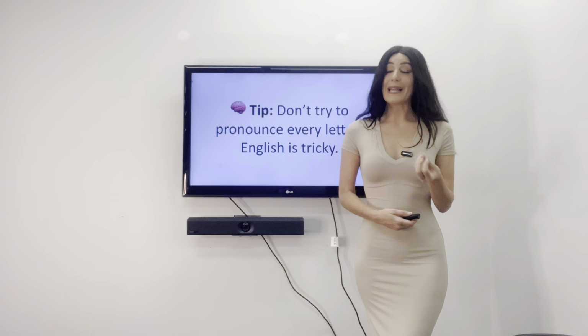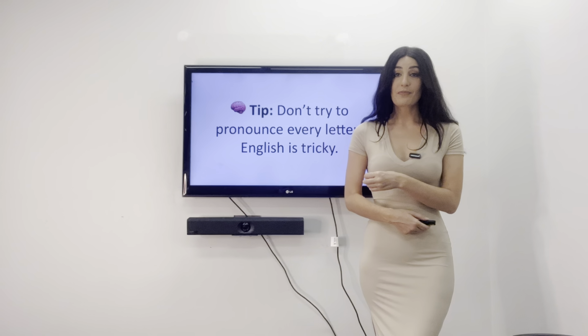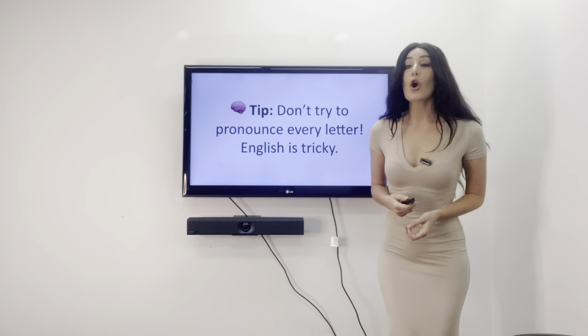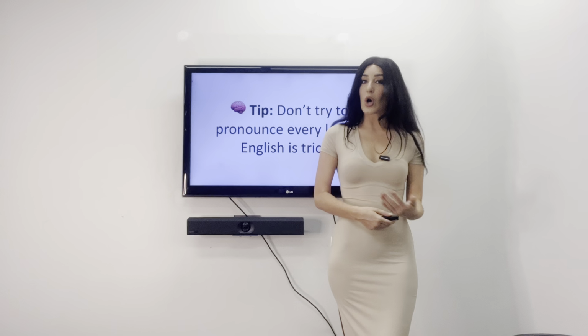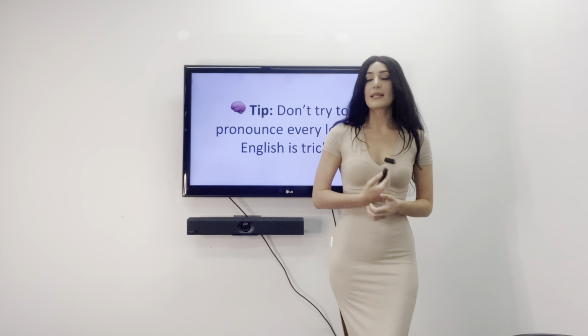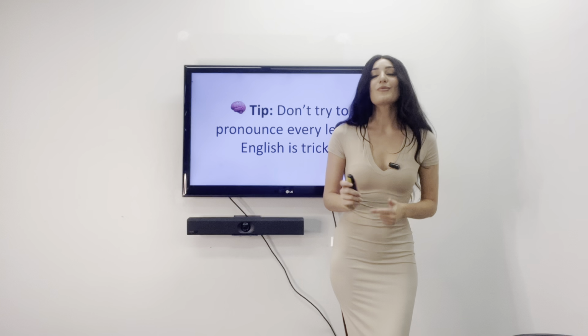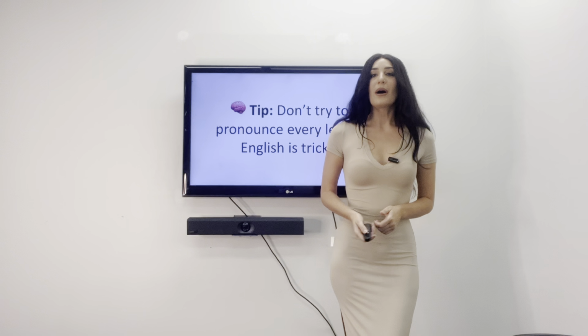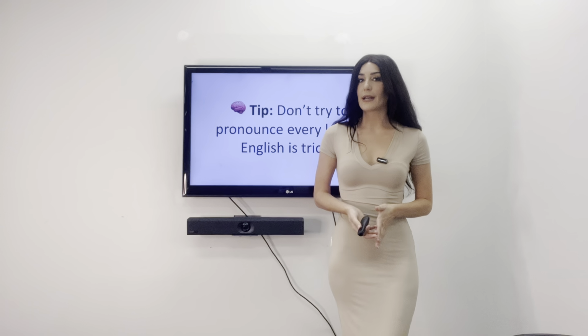Because unfortunately, in English, the way that it is spelt is not the way that we say it. When you're reading a word, don't try and pronounce every single letter. Most times in English, that's not how it works, okay? We have two letters that make one sound, for example. So don't freak out just yet. We'll get to that another time. But just a quick tip. Don't try and pronounce every single letter, okay?